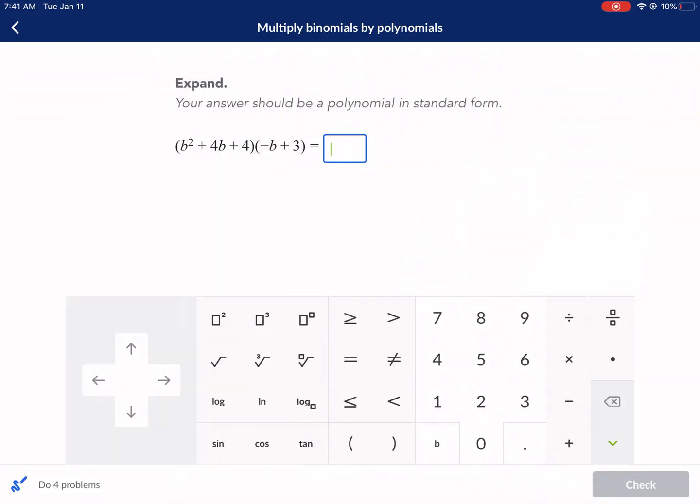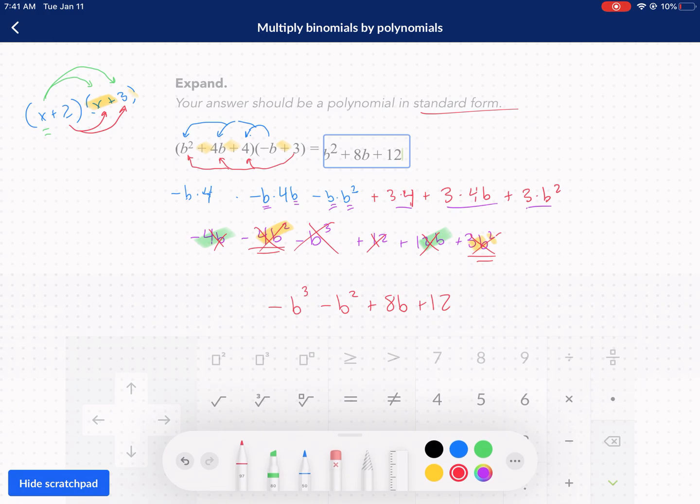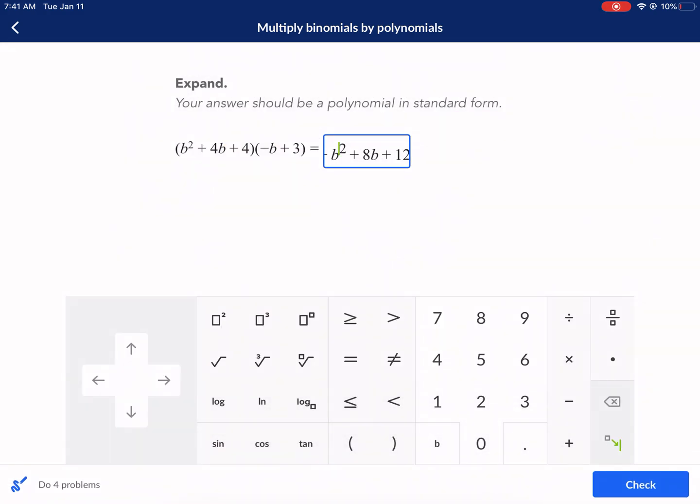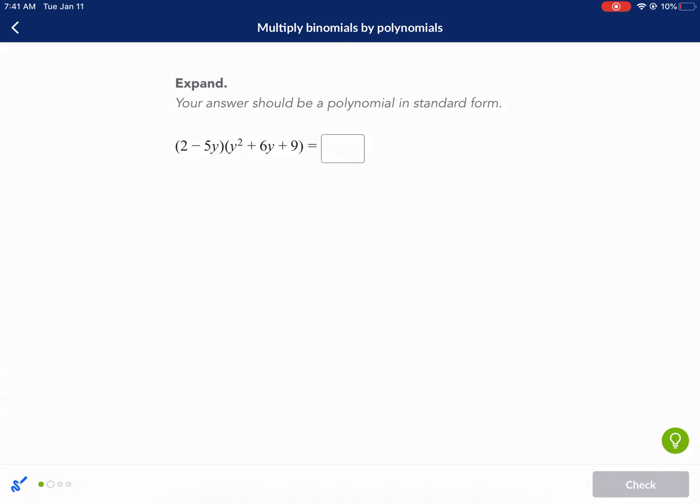Let's see if I can remember that: negative b to the 3rd power minus b squared plus 8b plus 12. Let's check to see if I wrote that right. I think it is, according to my calculations. We're going to check it, and we'll move on to the next question.